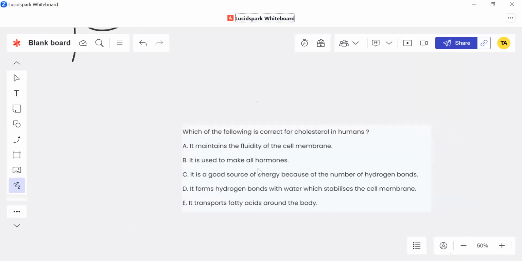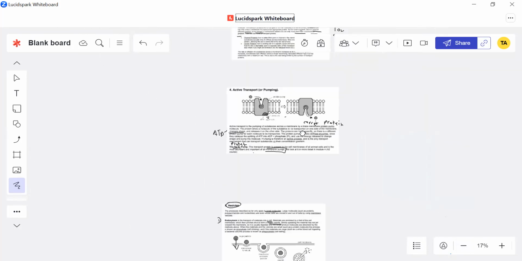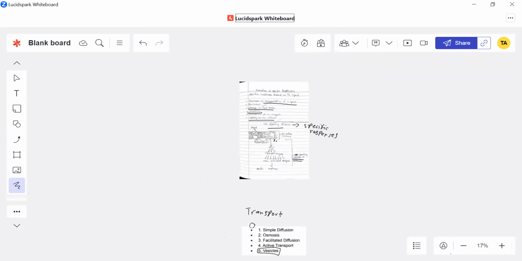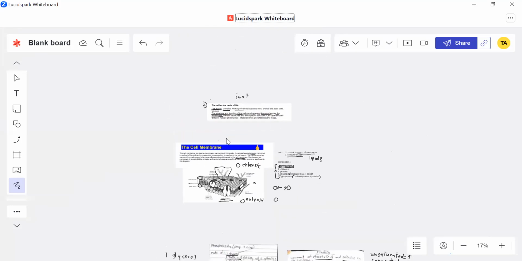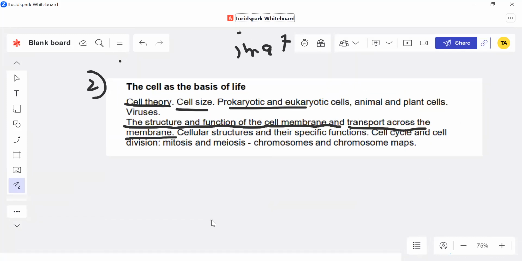And that is everything for this chapter. So we're done with this topic. In the next class, I'll do cell cycle and cell division. We've completed the functions and the transport across the membrane.